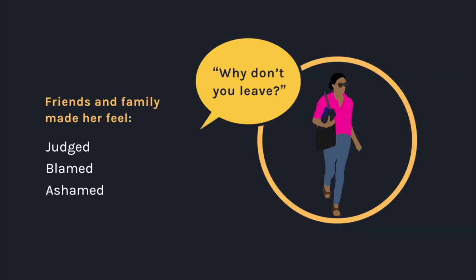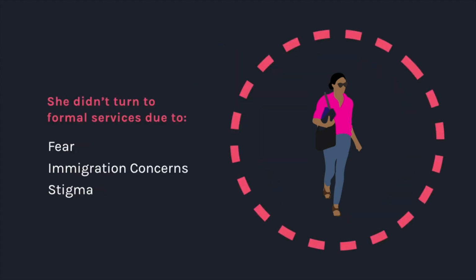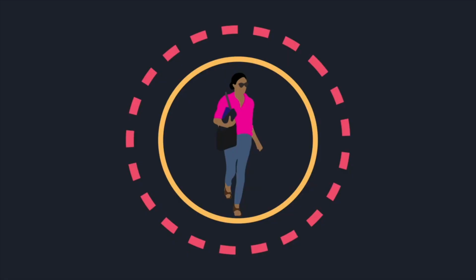She feels judged, she feels blamed, and she feels ashamed. And she doesn't want to turn to formal services due to fear, immigration concerns, and stigma. Like many of the survivors I spoke to, she felt overwhelmed by the court and criminal justice systems. And Shelly really felt stuck without someone to turn to. She really felt stuck without having support from her community.